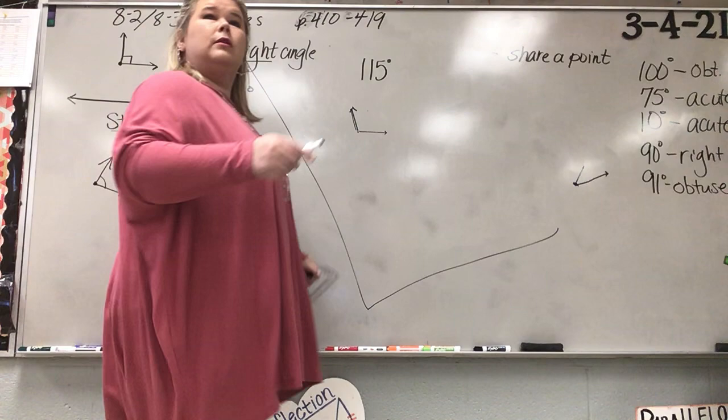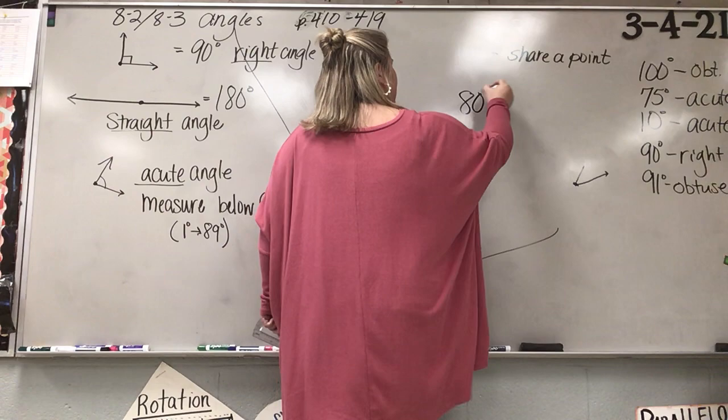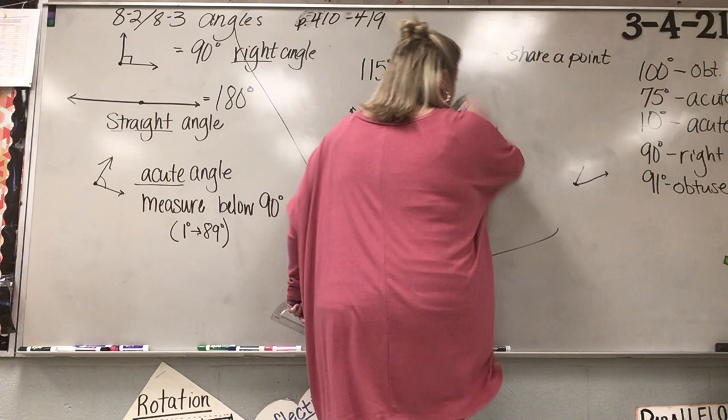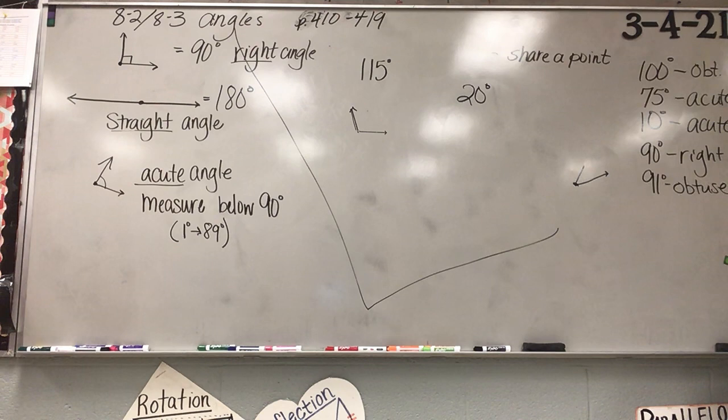Okay. Hey, draw you an angle for 80 degrees. Actually, let's not do 80. Let's do 20 degrees. Draw me a 20 degree angle. Now that you know how to use your protractor, I want you to ask your neighbor to check you out. I'll check you out, Bradley.